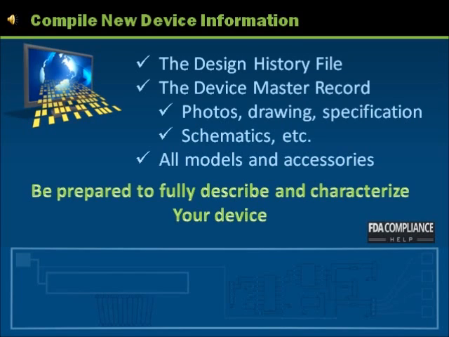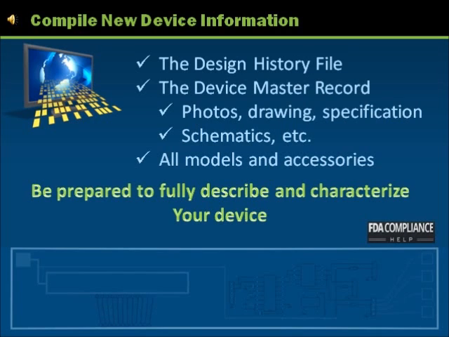Collect diagrams, dimensions, tolerances, and/or schematics that fully describe and characterize your device. Have them for each model of device, accessory or component included in the 510(k) submission. Prepare a list of all patient contacting components and their respective materials.